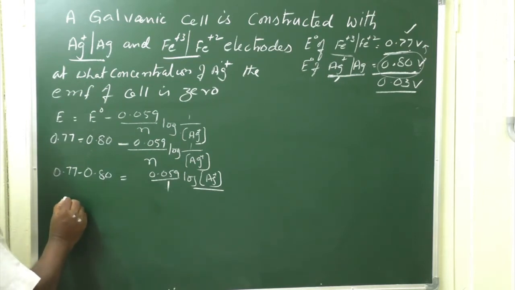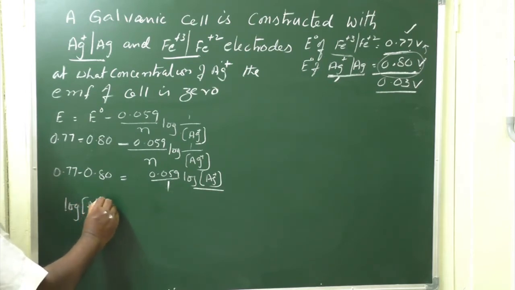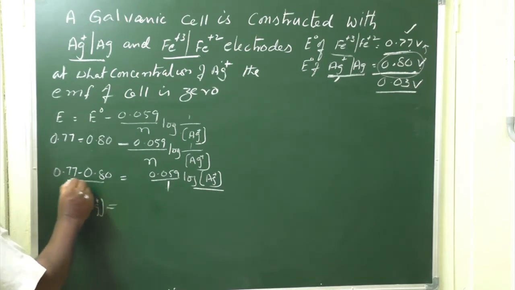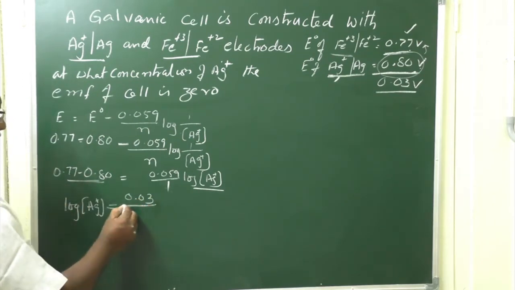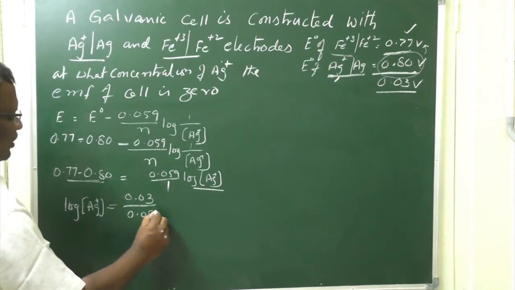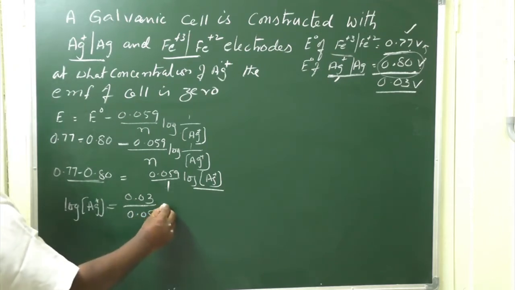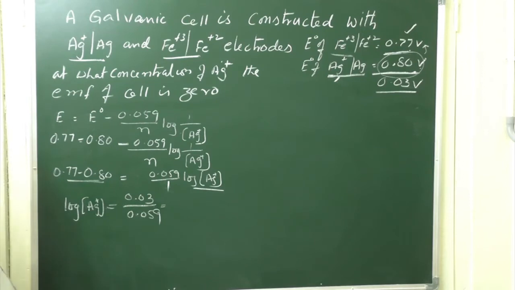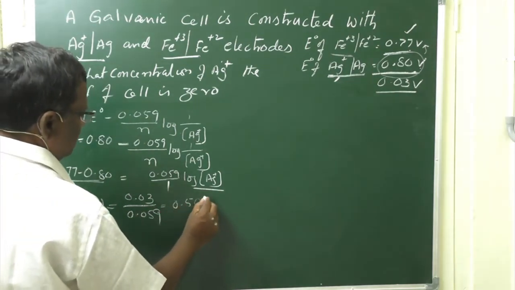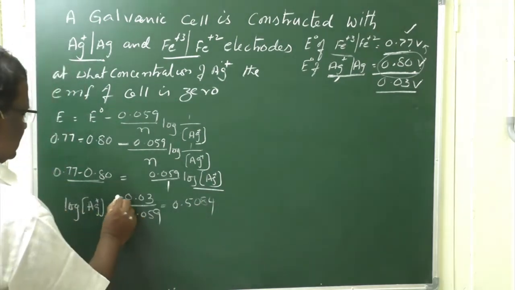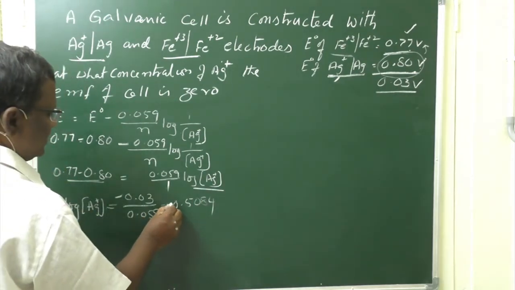Now log concentration of Ag plus ions will be, on subtracting, minus 0.03 by 0.059. So it will be approximately 0.5084. This is a minus value, so you will get minus here.